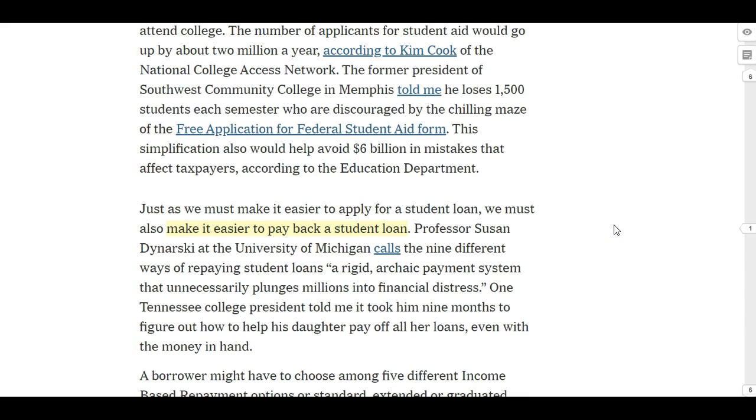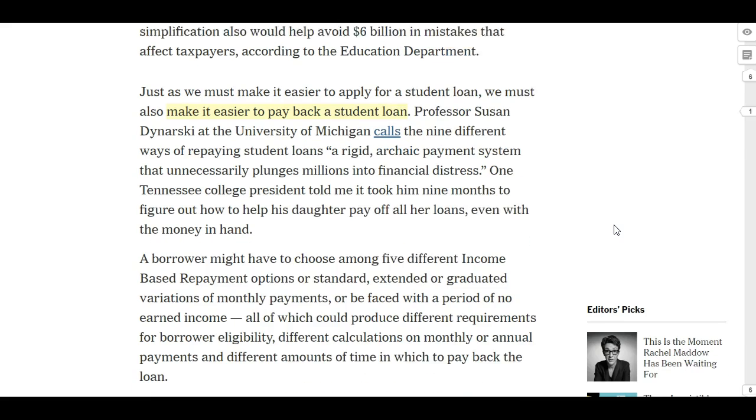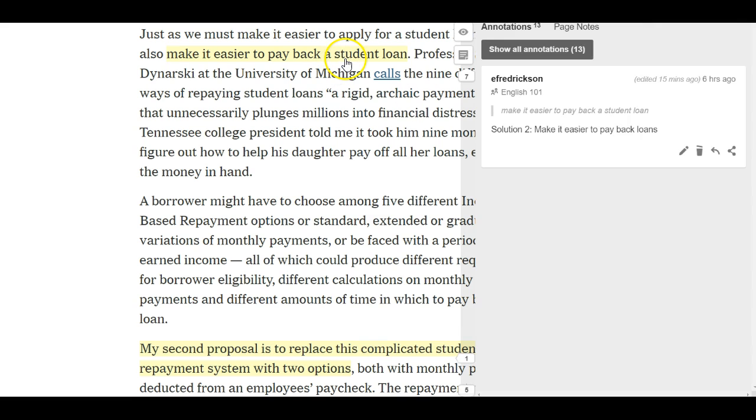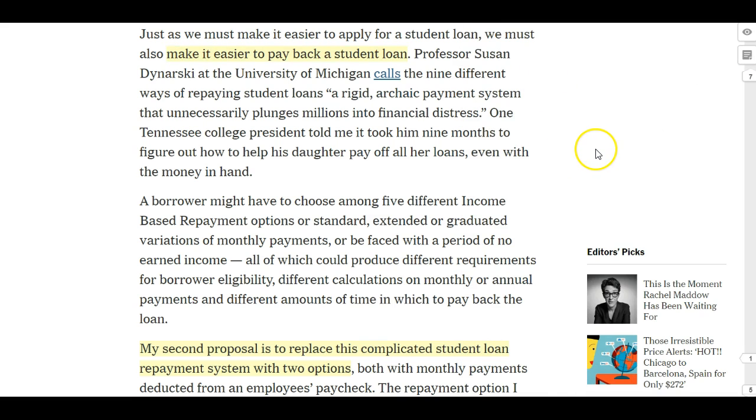Okay, and I'm going to go a little bit further down here and look at the next paragraph because I know what his first solution is. Just as we make it easier to apply for a student loan, we must also make it easier to pay back a student loan. Okay, it looks like we're getting a preview of his solution number 2. We also have to make it easier to pay back loans. So I'm going to put that in my summary too.